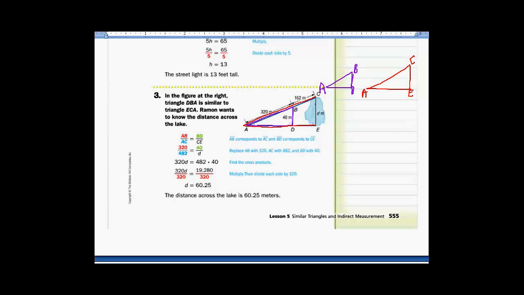All right? So corresponding sides, I know that this right here is 40. I know that the hypotenuse is 320. I do not, however, know this. I do know that this right here is D. Now, to get the whole top up here, it's not 162. 162 goes to right there. So to get that whole hypotenuse right there, I'm going to have to add 320 plus 162, and I get 482. Now I've got two sets of corresponding measurements, so now I can make a proportion.